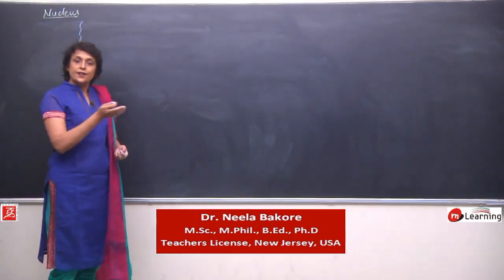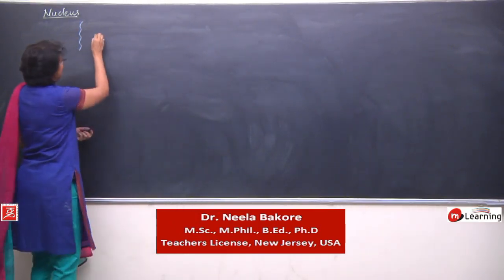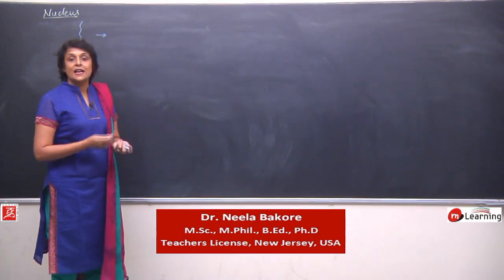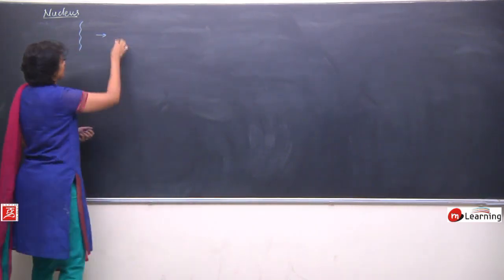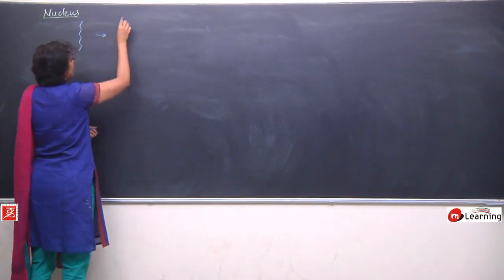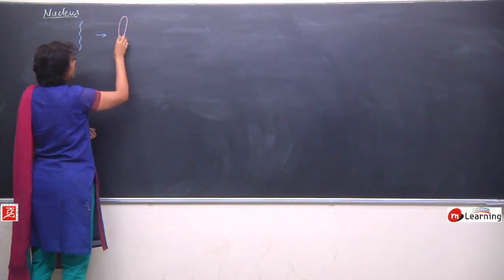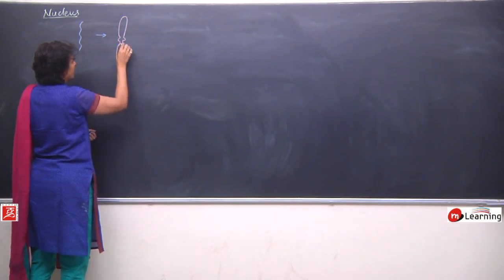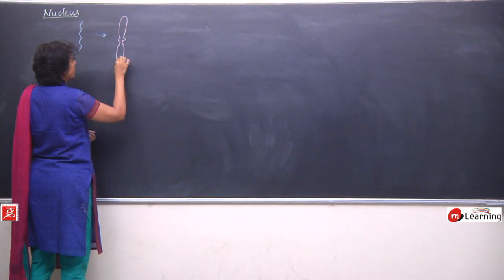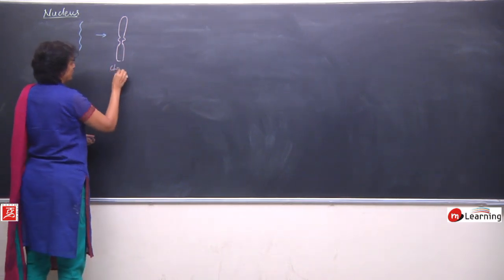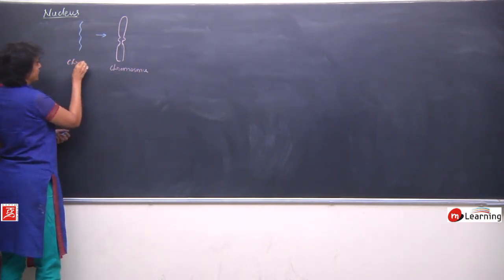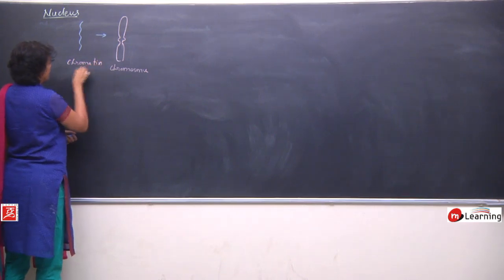But when the cell enters a division phase, at that time these fibers condense, they become thick, and that is when we start seeing the chromosome-like structure. The chromosome-like structure is thick, compact. So instead of a thread or a fiber, we start seeing a chromosome. This is chromatin fiber.